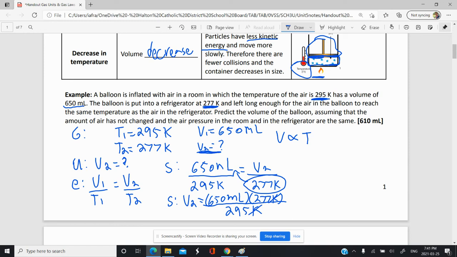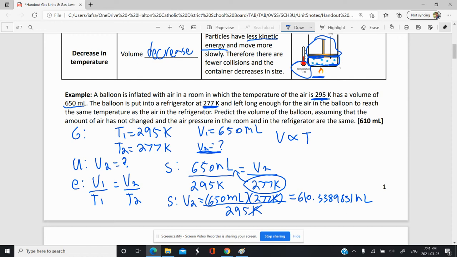So let's try that out in our calculators. 650 times 277 divided by 295, and we get approximately 610.3389831 milliliters for V2. So we're going to do our therefore statement.